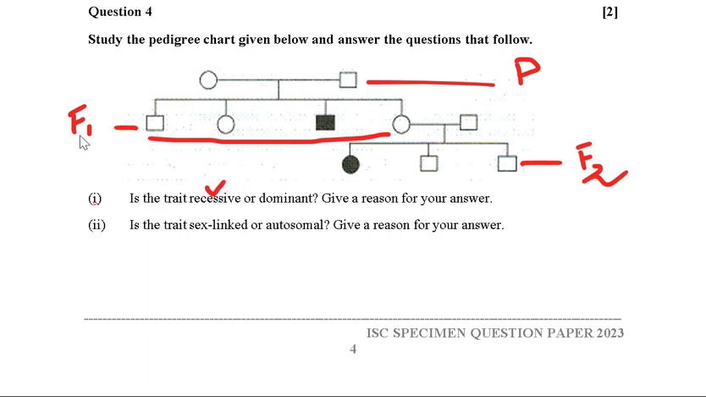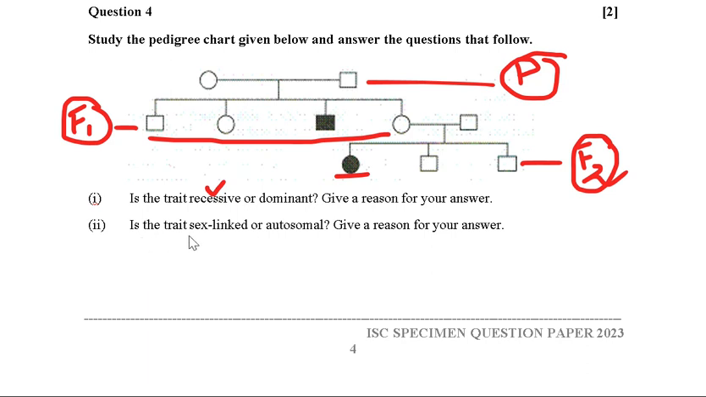And the main reason is that if you see the F1, you will get one defective person. Here it is a defective son. If you see the F2 generation, we can get a defective woman or a defective daughter. But if we observe the parental generation, we will not get any defective mother or defective father. So in this case, we can say that this trait is not dominant, it is a recessive trait.